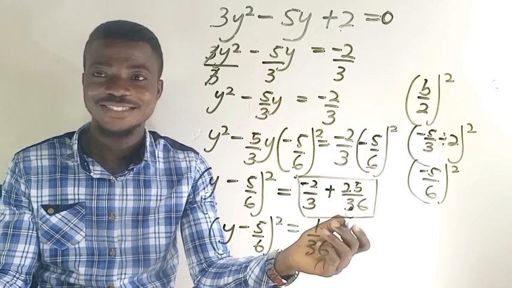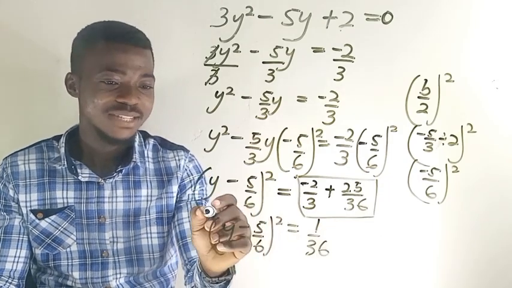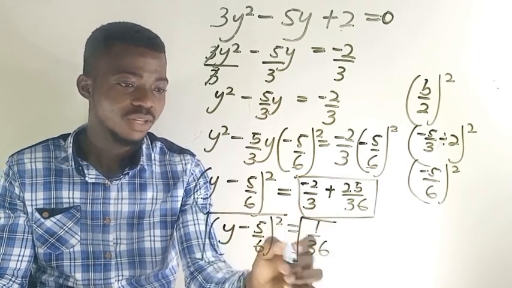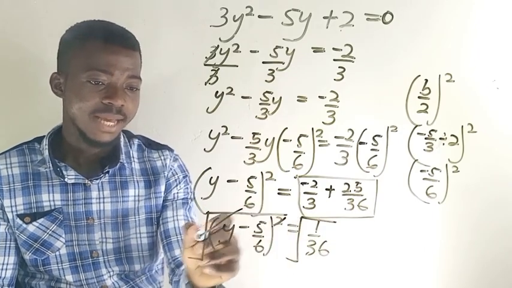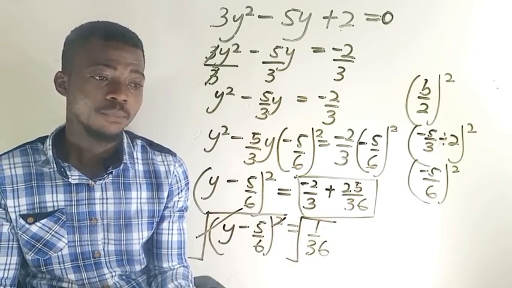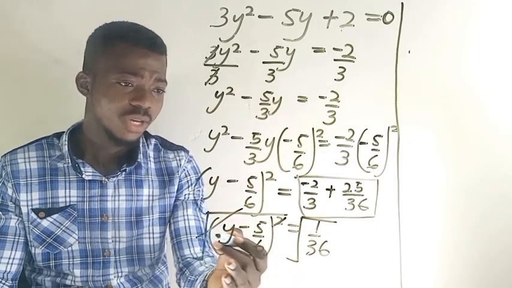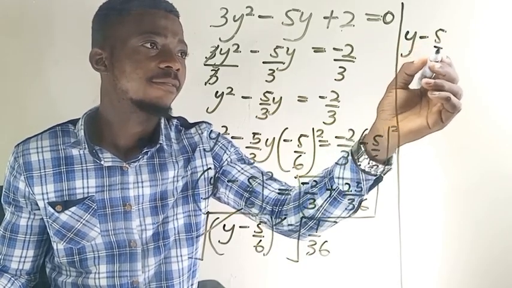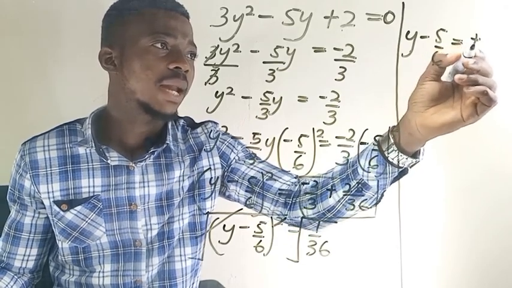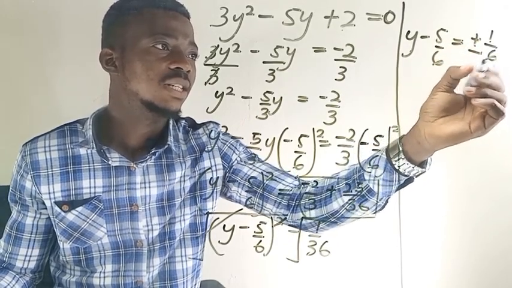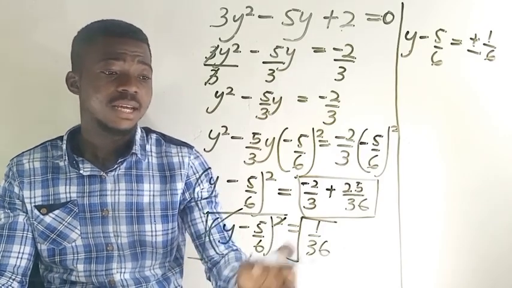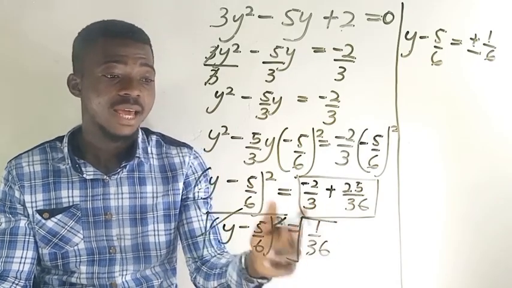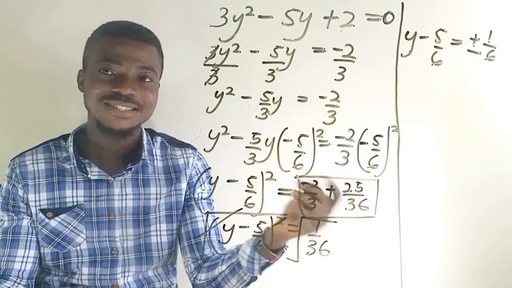We want to get the root of the equation. So there's a square here. We first find the square root of this. Now when you find the square root of this, you have to find the square root of this one too. So this square cancels the root. What are you going to have? If you cancel out, you have y minus 5 over 6 equal to plus or minus 1 over 6. Okay, you know why it's like that? Because the root of 1 will give you 1, and then the root of 36 will give you 6. And anytime you find the square root of a number, you're going to have plus or minus the answer.